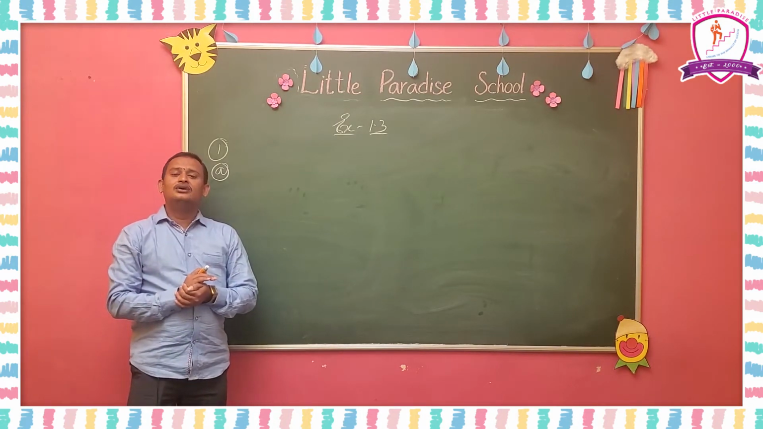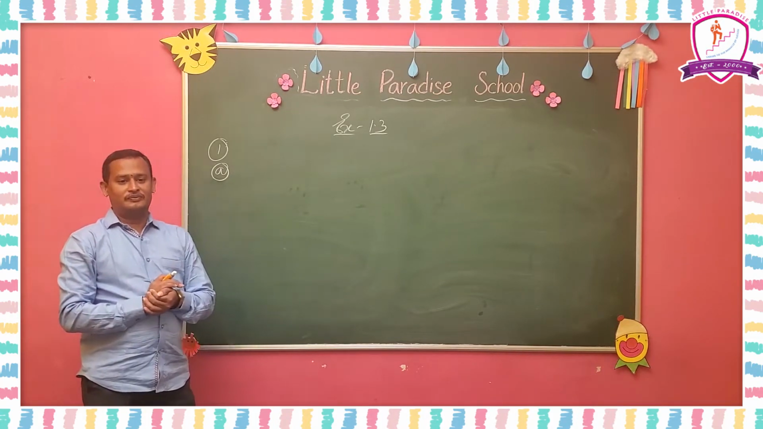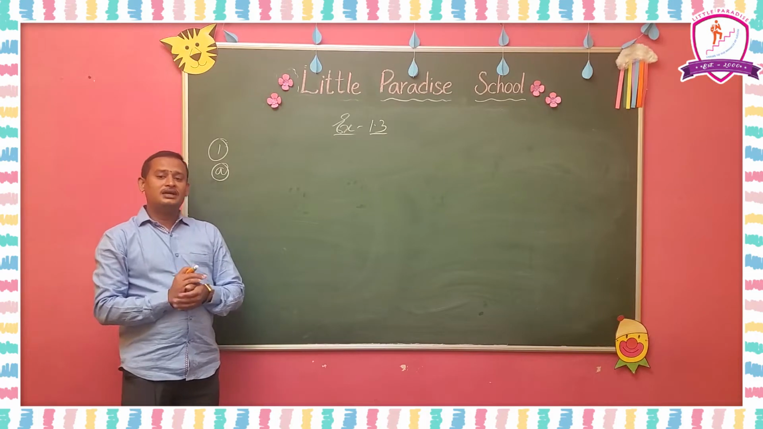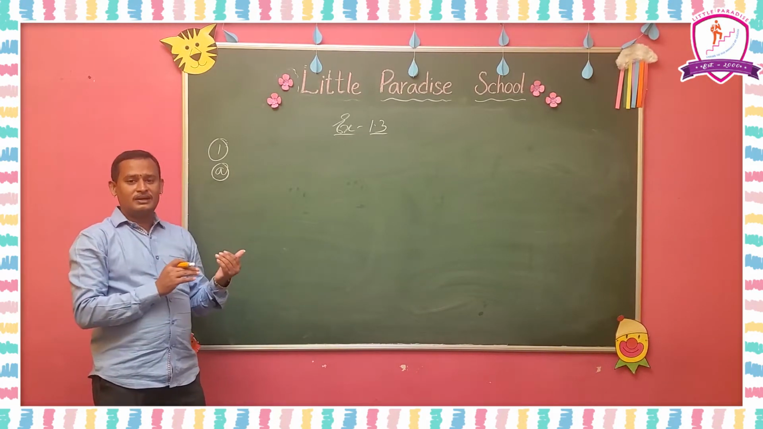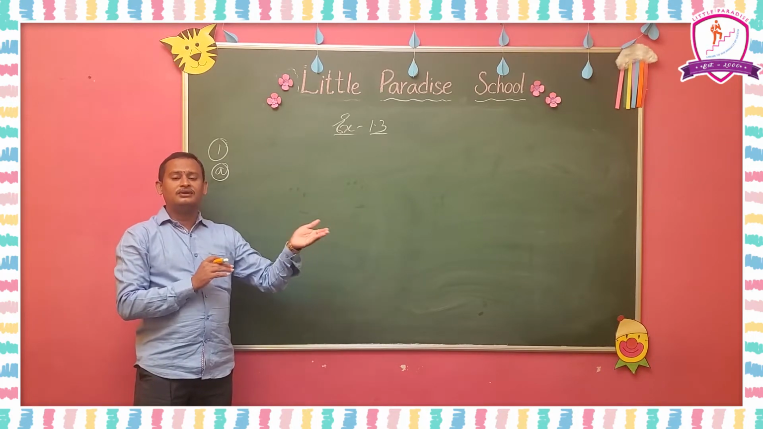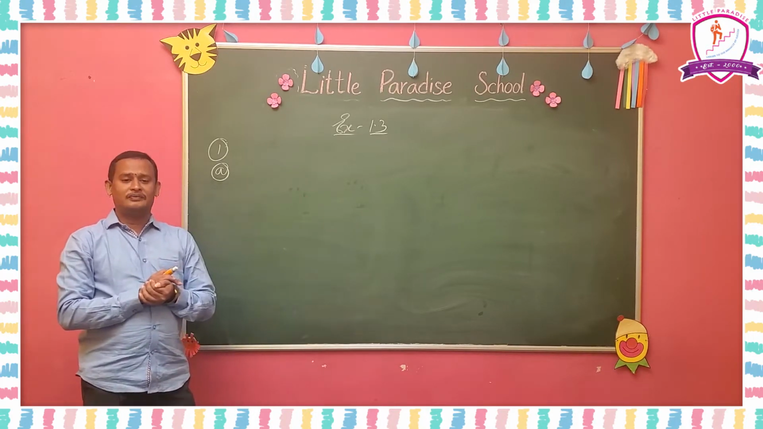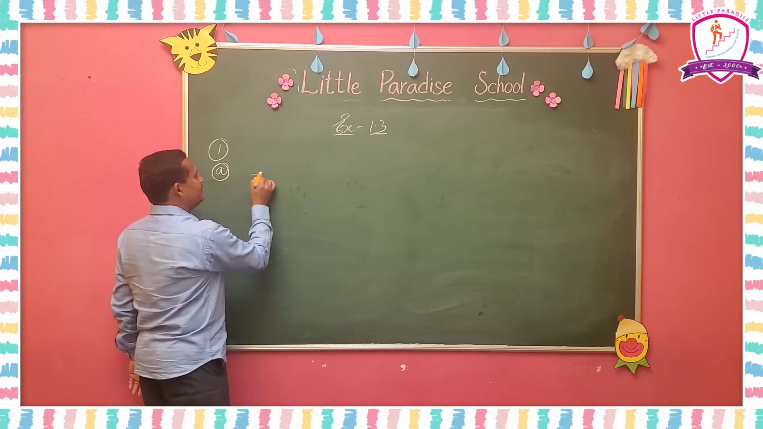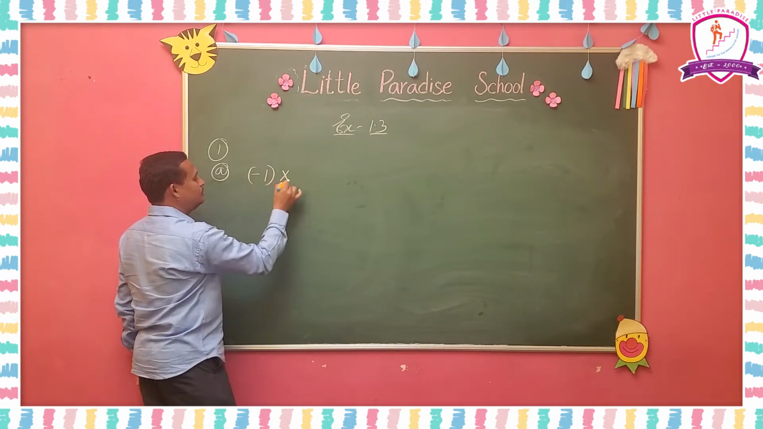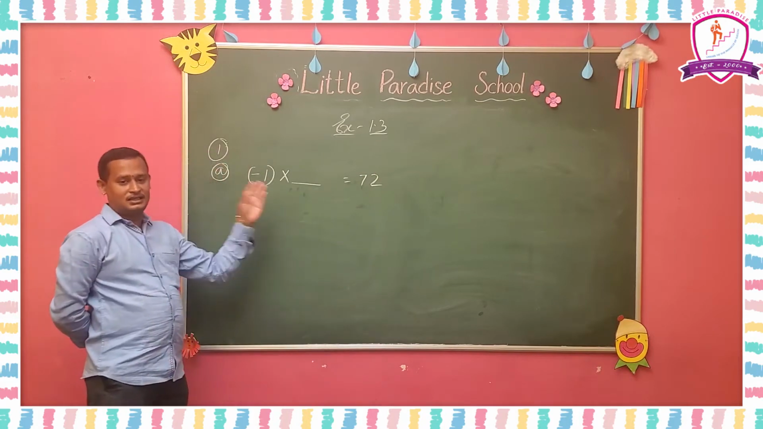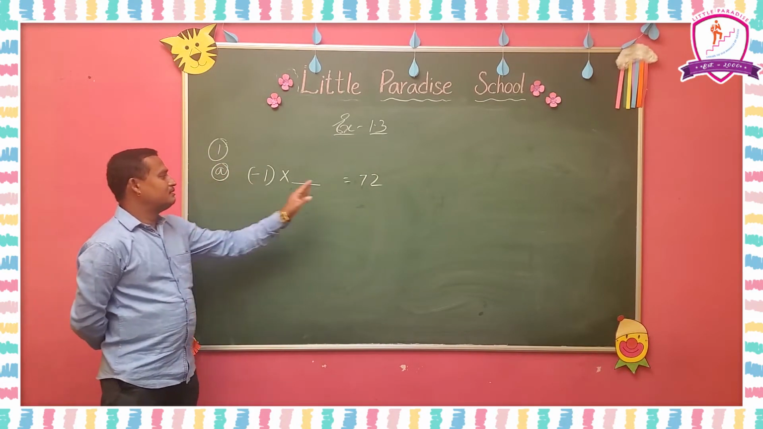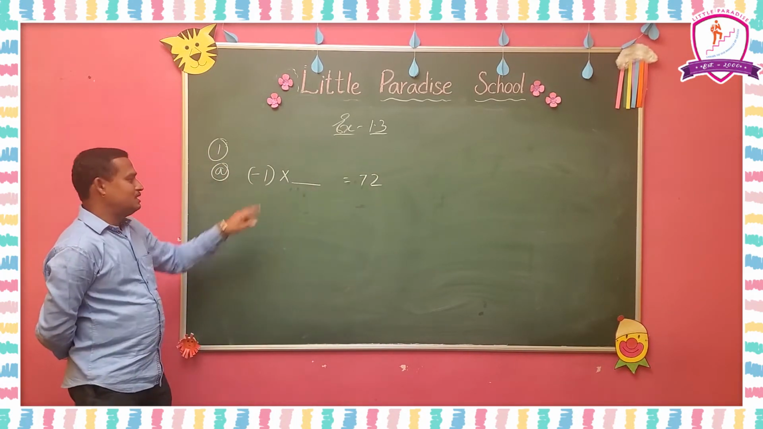Find the integer whose product with minus 1 is 72. Here the question is, when we multiply any number with minus 1, we have to find the number for which we will get 72 as the answer. So, I am going to write here minus 1 into dash is equal to 72. Here the question is asking like this.